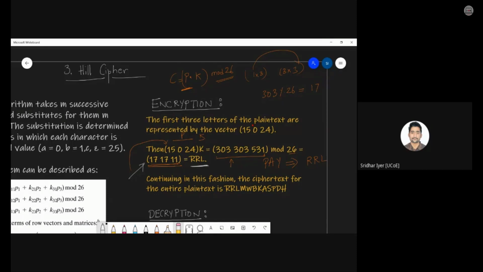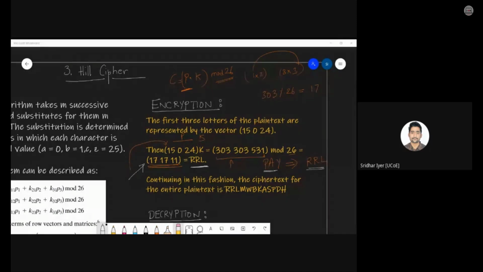Now you know what is 17. A stands for 0, B stands for 1, and in the same fashion, R stands for 17. So you replace these numbers with the alphabets correspondingly. Fine. And at the end, for the first group PAY, you got this as your ciphertext. Am I clear now? Jay, is it clear?